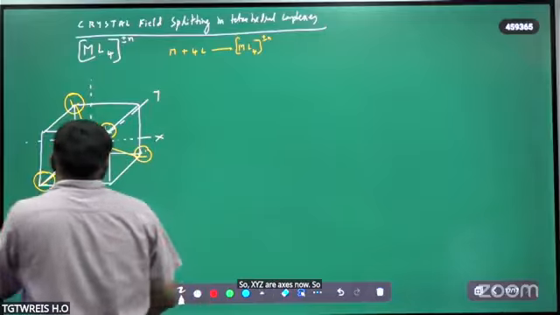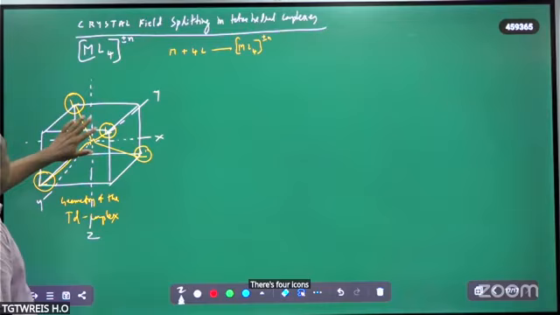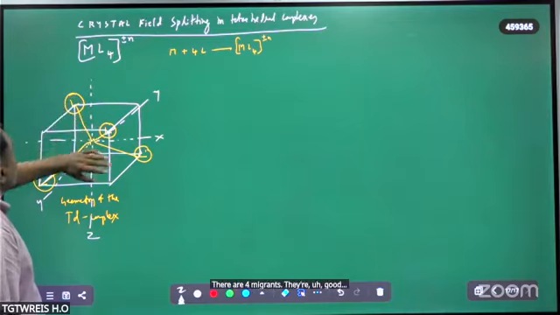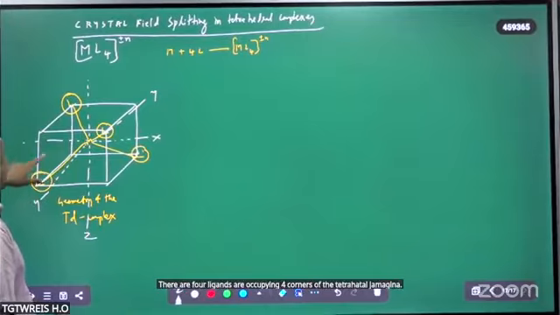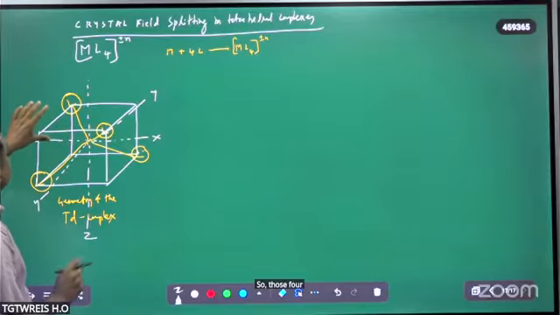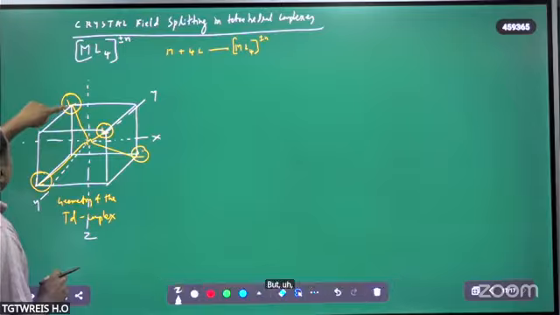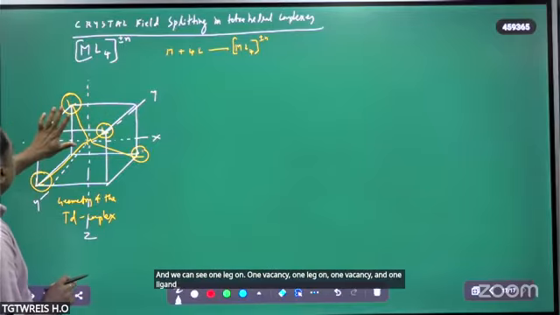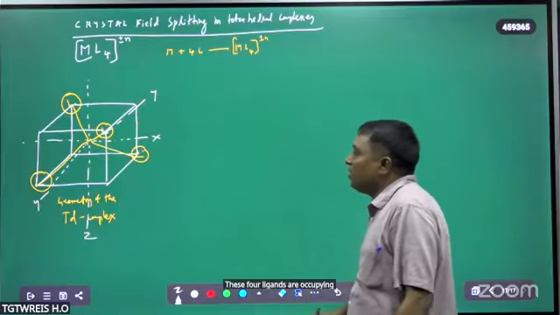So geometry of the tetrahedral complex: these four ligands. In ML4, there are four ligands. These four ligands are occupying four corners of the tetrahedral geometry, but at alternate positions: one ligand, one vacancy, one ligand, one vacancy, one ligand, one vacancy, and one ligand. So there are four ligands occupying four corners of the tetrahedron.